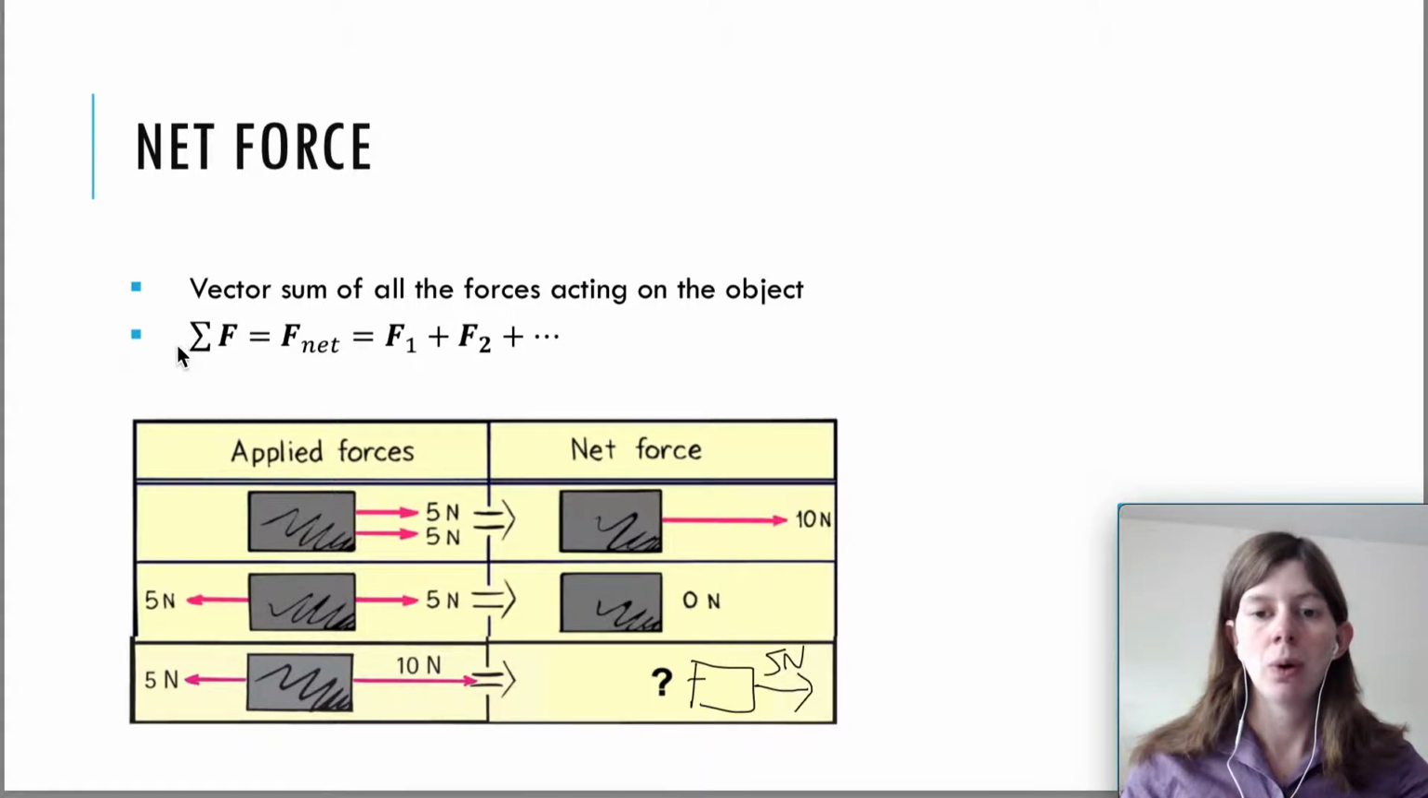To represent the net force, we use the summation symbol. Sometimes you'll see "net" written. Sometimes the problem might say "what's the resultant force." It all means that you're adding up all the forces together using the vector addition rules that we've learned in a previous video.